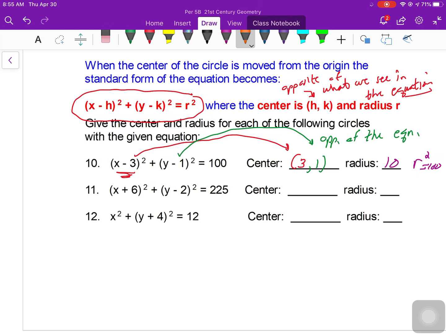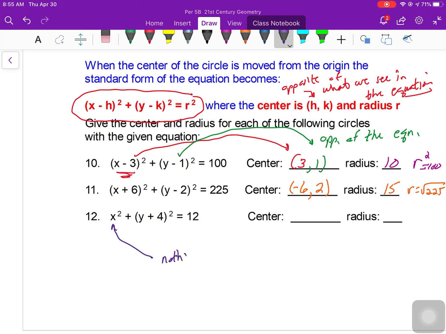Let's try a couple more of these. For number 11, we want the opposite of what's with the x, so we'd have negative 6. The opposite of what's with the y, so we'd have positive 2. And for our radius, we have to take the square root of 225. That comes out to be 15.